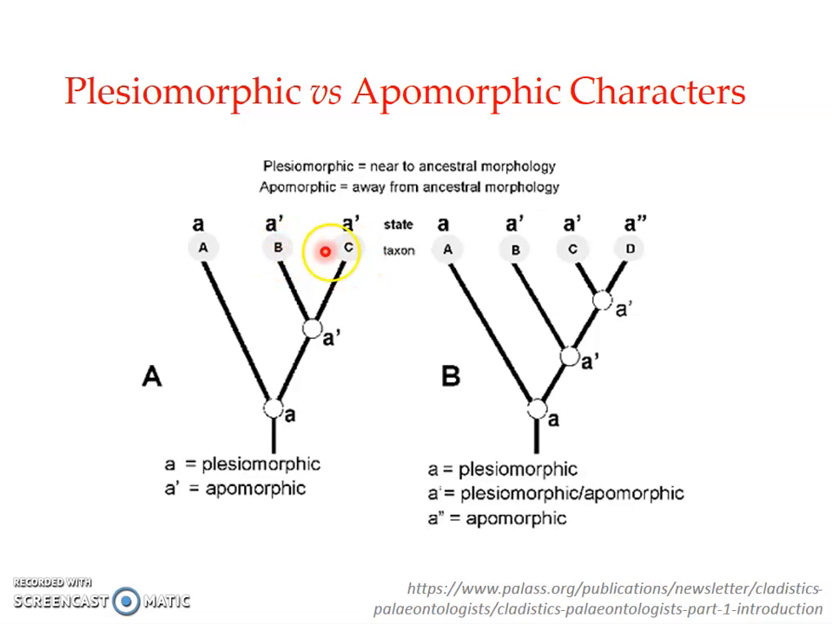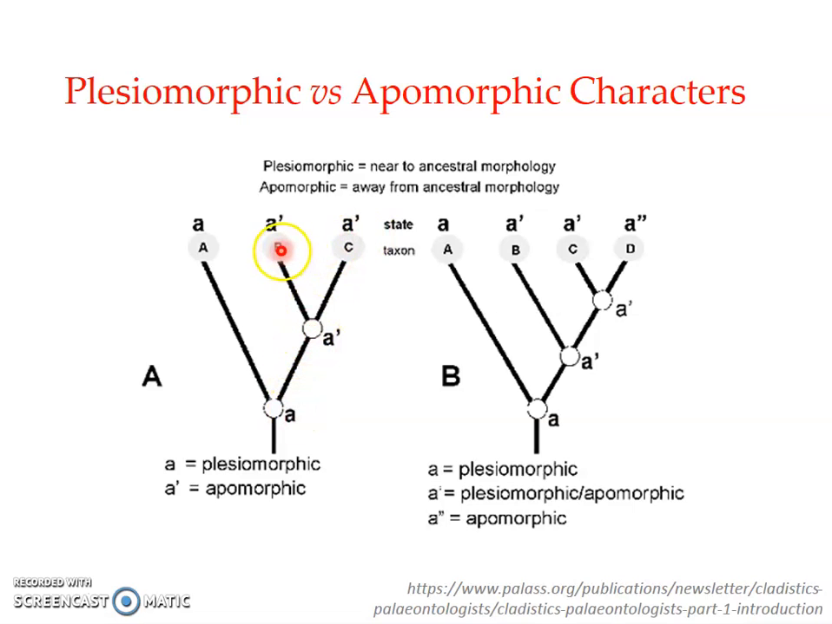So when we consider B and C, the character A is plesiomorphic. We call it a plesiomorphic or primitive character, while A prime is apomorphic because it is a more recent one. The A prime character is found in an immediate, recent ancestor, while character A was found in an ancestor from an ancient past. I hope it is clear.